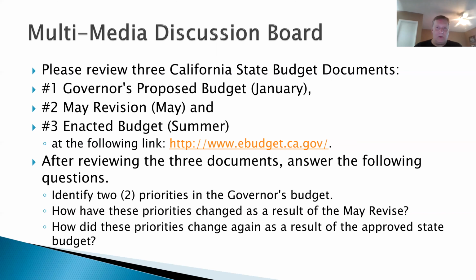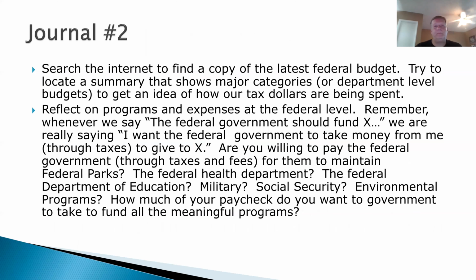After reviewing all 3 of those documents, the proposed budget from January, the May revise, and the enacted budget, think about these and answer these questions. What are 2 priorities in the governor's budget back in January? How have those priorities changed as a result of the May revise? And then how do those priorities change again as a result of the budget agreement between the governor and the state legislature? So if you look at those 3 documents and then answer those 3 questions.